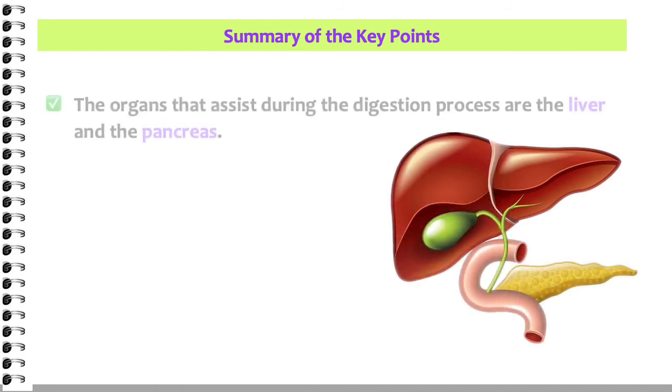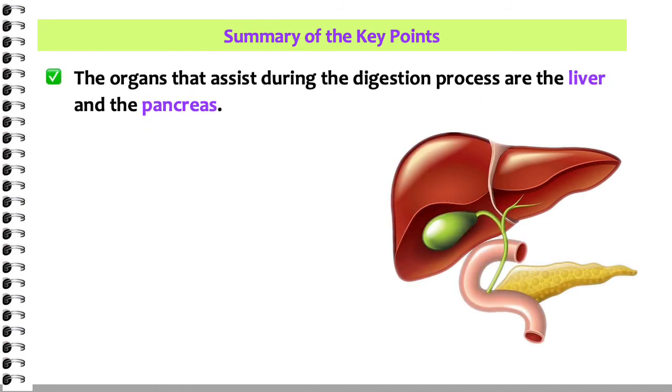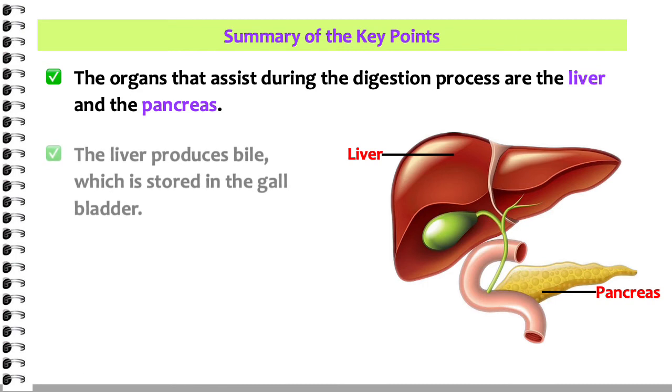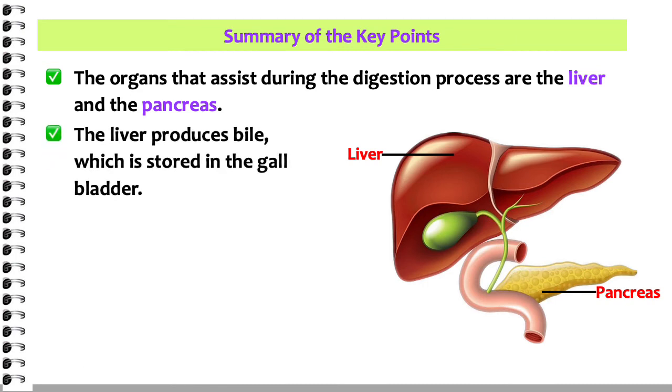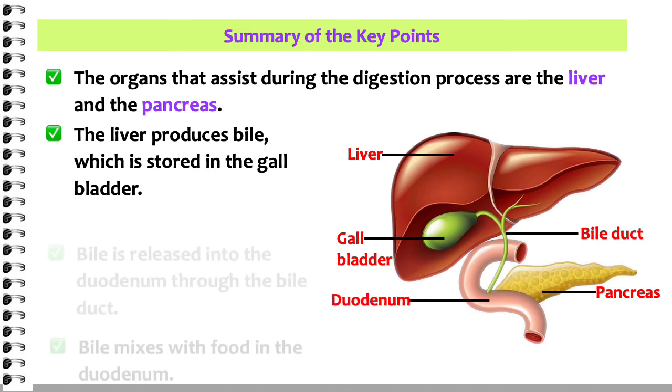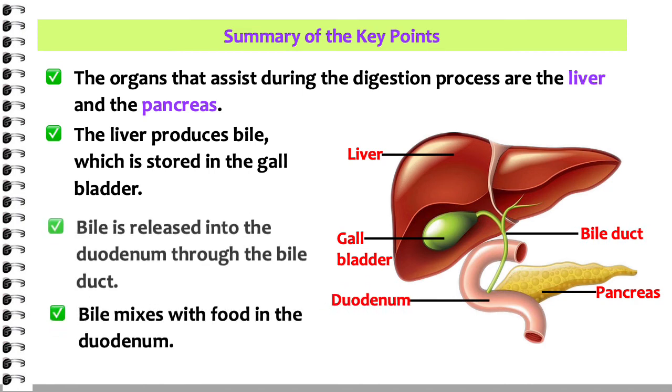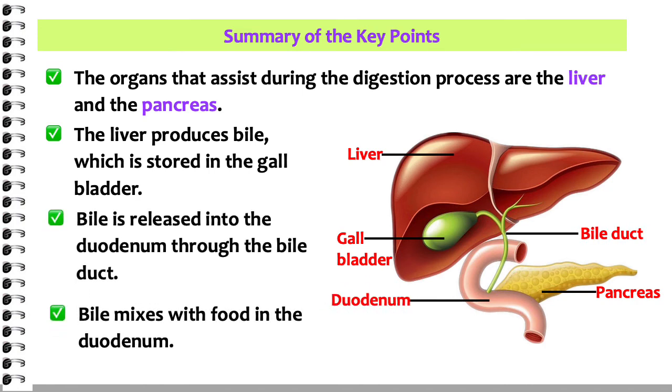The organs that assist during the digestion process are the liver and the pancreas. The liver produces bile, which is stored in the gallbladder. Bile is released into the duodenum through the bile duct. Bile mixes with food in the duodenum.